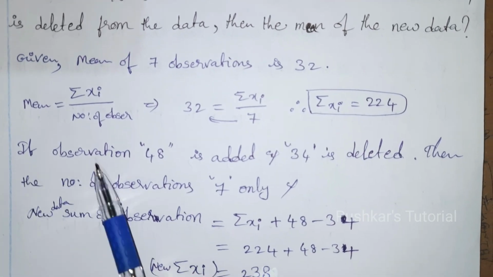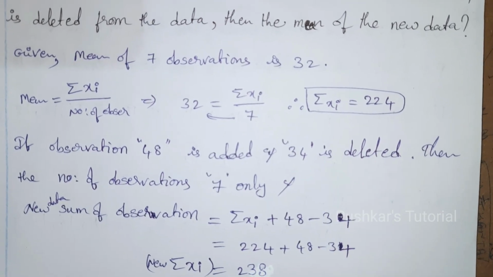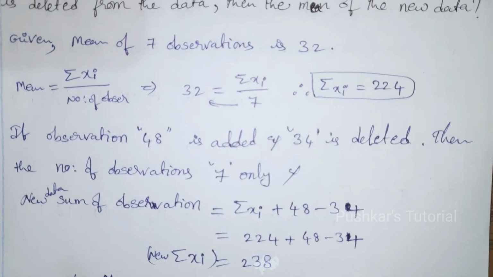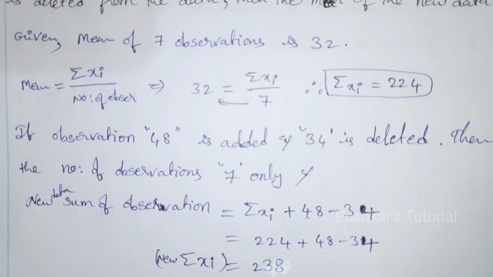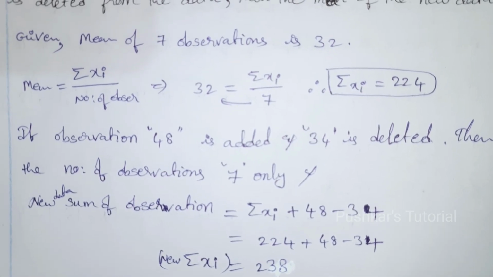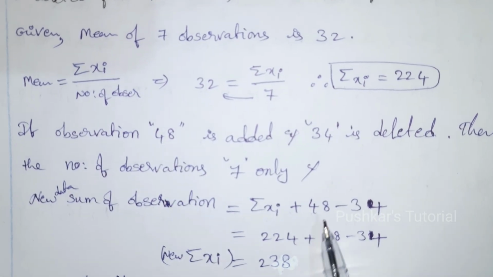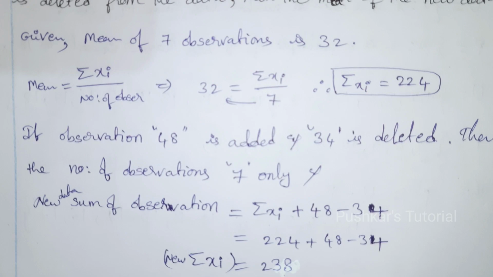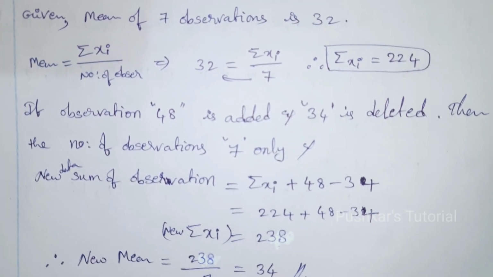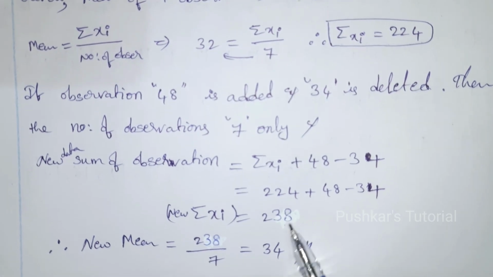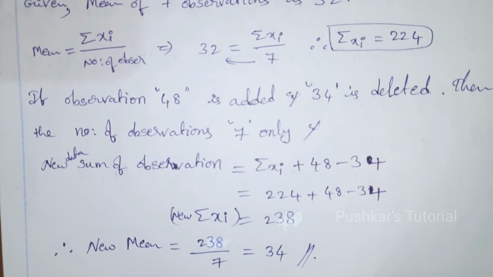But here what is being done? The observation 48 is added, he told, and 34 is deleted. So the number of new observations is 7 as it is, because instead of 34 we are taking 48. So there is no change in the number of observations. New data sum of observations means old data sum of observations, we have to add 48 and subtract 34. So 224 plus 48 minus 34 will give the result 238. So new mean is equal to new sum of observations by number of observations. So 238 by 7 is 34, the answer.